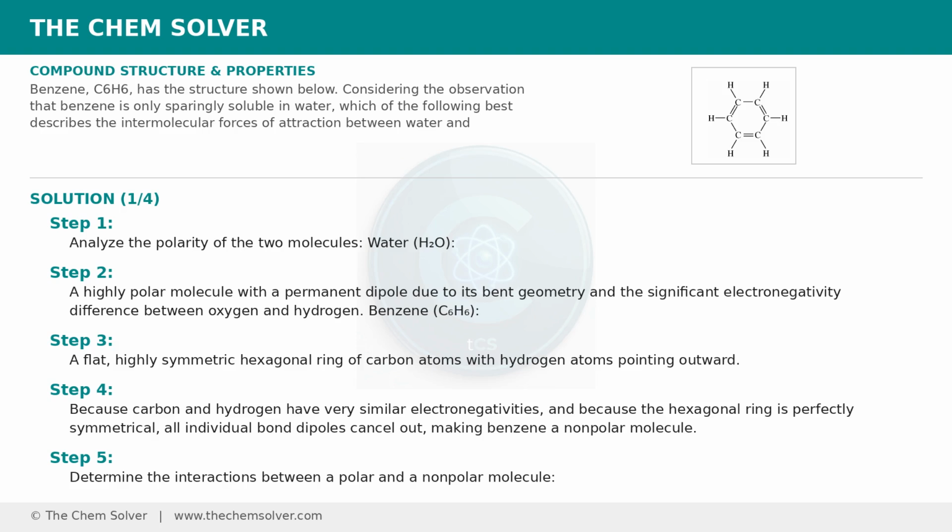Analyze the polarity of the two molecules. Water, H2O, a highly polar molecule with a permanent dipole due to its bent geometry and the significant electronegativity difference between oxygen and hydrogen. Benzene, C6H6, a flat, highly symmetric hexagonal ring of carbon atoms with hydrogen atoms pointing outward.